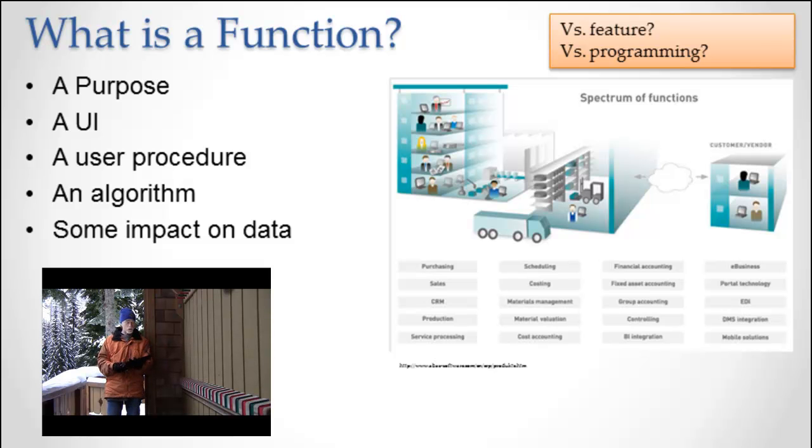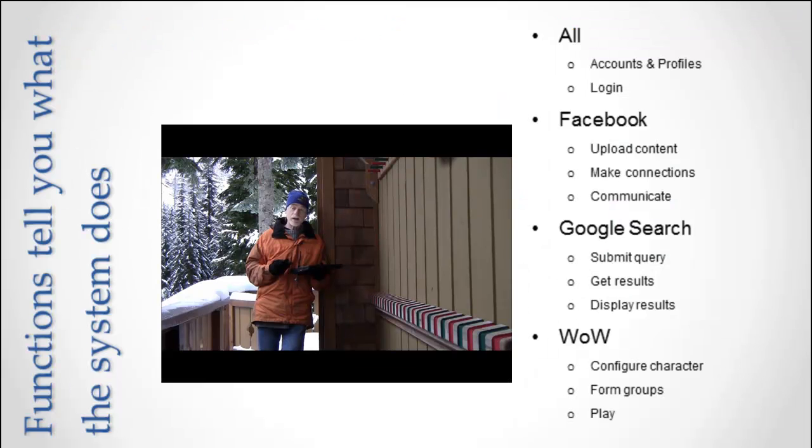Okay, so let's look at World of Warcraft in that way. You can tell a lot about what a system does by its major functions, how those functions break down. All of the applications that we've studied have login and profiling functions. Facebook has these major functional areas, and that's the way to think of this. These are the top level things that it does, the big categories that everything falls into. It has uploading stuff, it has making connections with people, and it has communicating with people. Those are the major things that you do in Facebook, right?